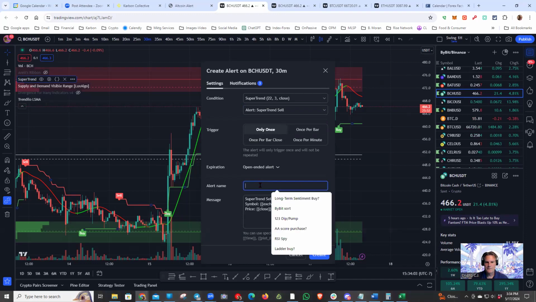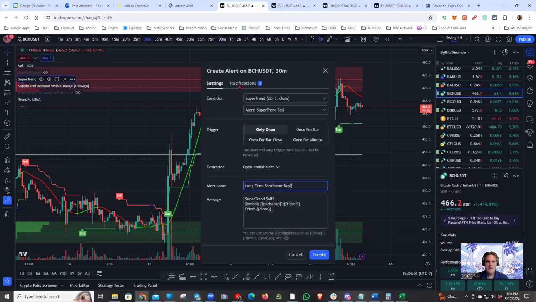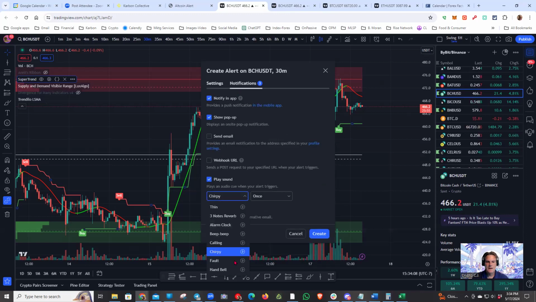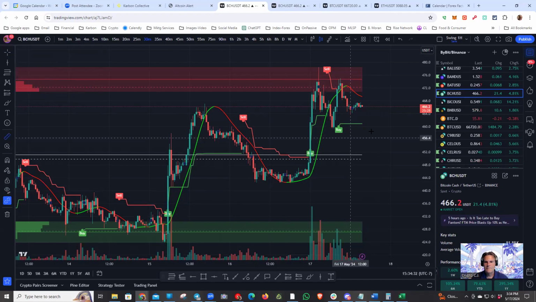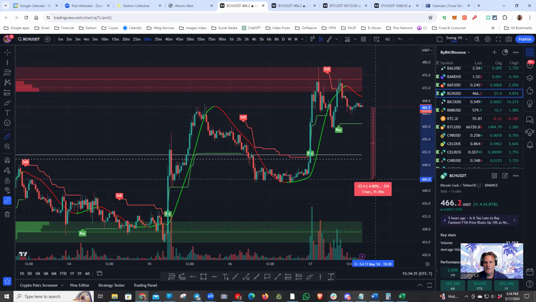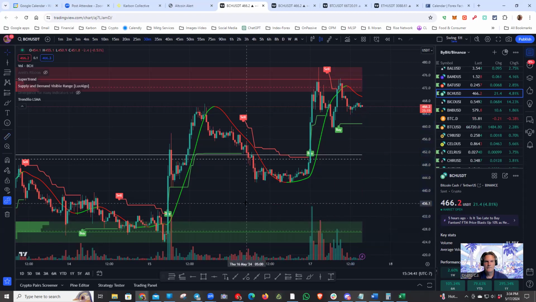I might just go ahead and put this one in. Long-term sentiment buy. And I like handbell for my swing trade alerts. So when that sell goes off, I will look at my Trendilo LSMA, see if that's in my favor. It is at the moment. Then I would probably look for a move either in this support, around 4 to 5%, or down here around 8%, on the short of the weekend.